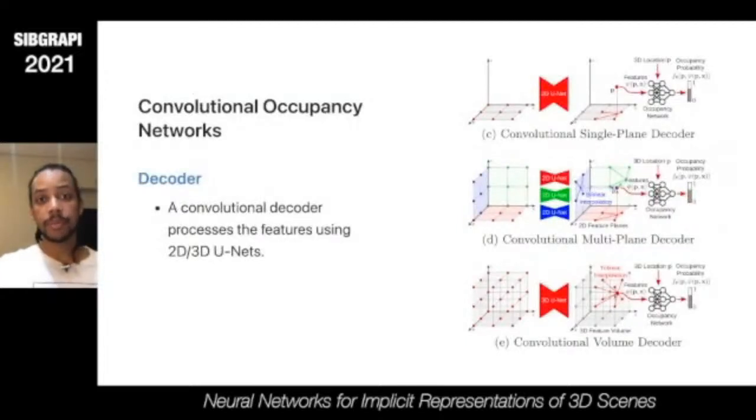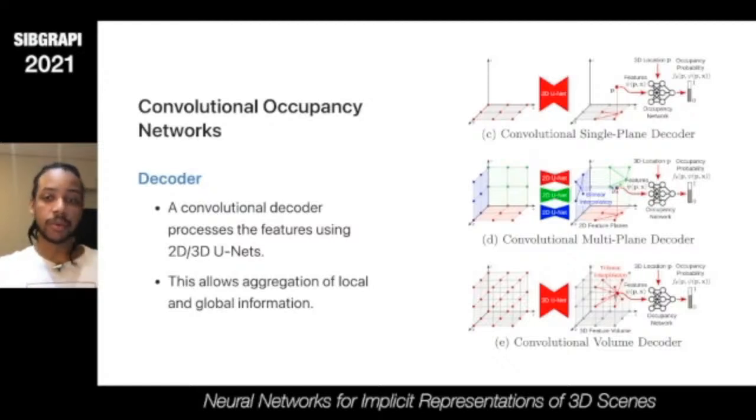After this first encoder step, we will have a feature representation of local parts of our input, and we will process these features with a convolutional decoder using a U-Net architecture. This allows aggregation of local and global information. For a single plane encoder, we use a 2D U-Net. For multiple planes, we use a 2D U-Net for each plane, and for a volumetric encoder, we use a 3D U-Net. Notice that until now, we were only processing our input. We were building a feature representation for our input that aggregates both local and global information.